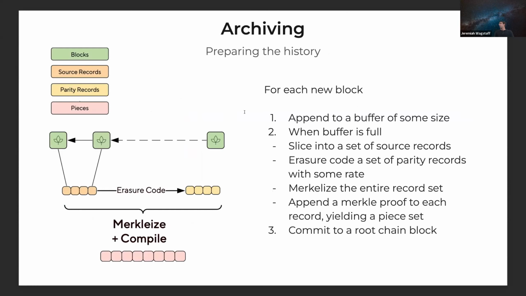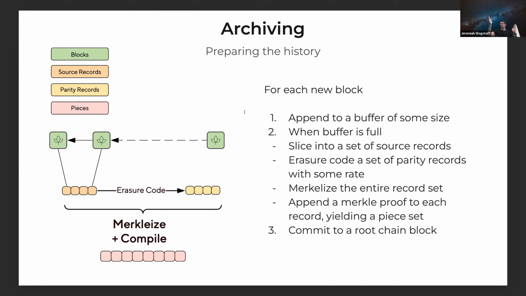Okay, so I lied. There's actually an initial step before the plotting phase, which is the archiving phase. We actually have to prepare the history. This is so that we can have the robust properties of the distributed storage network that we want. What we're going to do is take the blocks and add them into a buffer.